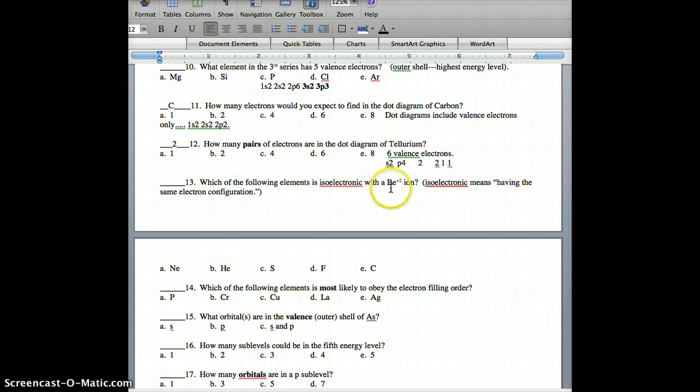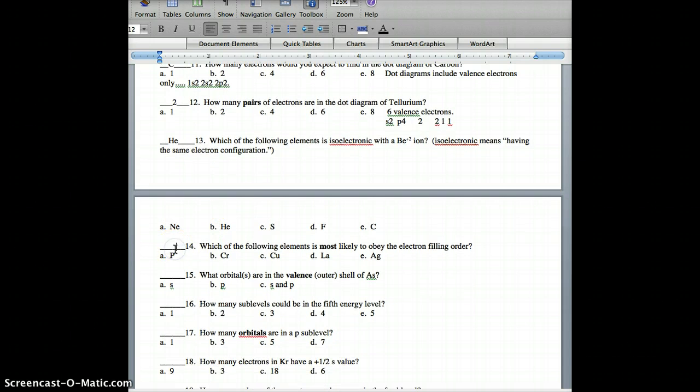Isoelectronic in number 13 means having the same electron arrangement. Beryllium has 4 electrons. If it loses 2 electrons to make a positive 2 ion, now it has 2 electrons. The other element that has 2 electrons as a neutral atom is helium.